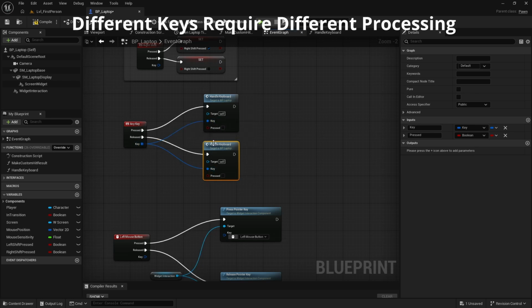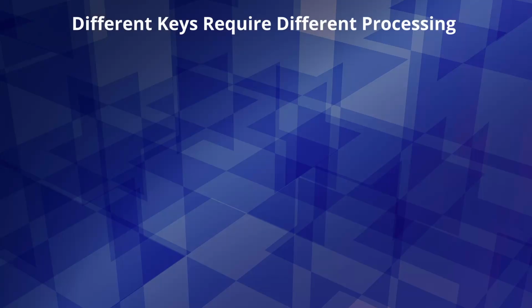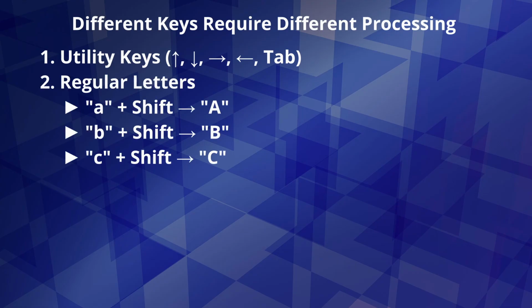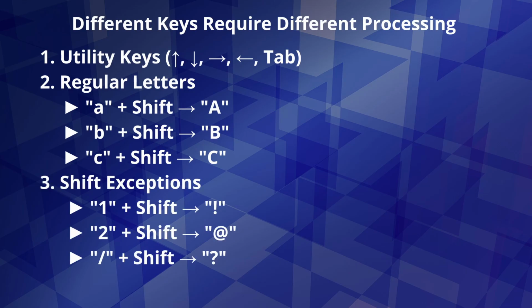It is also important to understand that we have different kinds of keys. We have utility keys like the arrow keys that don't directly produce text. We have letters that simply need to become uppercase when shift is pressed. And we also have keys like numbers or the comma, where converting to uppercase is not enough. Instead, we need a proper mapping. For example, pressing 1 with shift should produce an exclamation mark, and pressing slash with shift should produce a question mark. And to manage this, I'll create two maps.